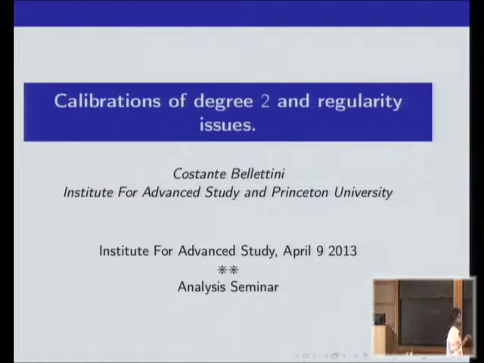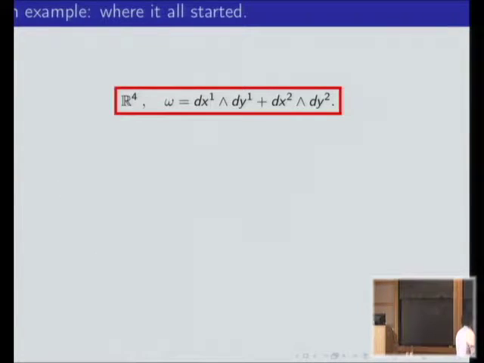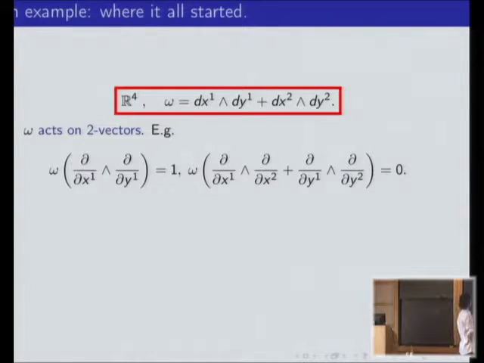So let me start with a basic example. That's where the whole theory of calibration started. So we are in R4, and we take the standard symplectic structure, the symplectic form in R4. Now, as an algebraic object, as a two-form, it acts on two vectors. And by two vectors, for the moment, I mean elements of the exterior algebra of degree 2.